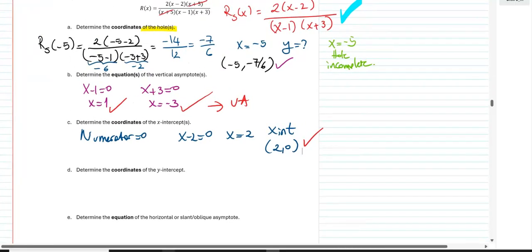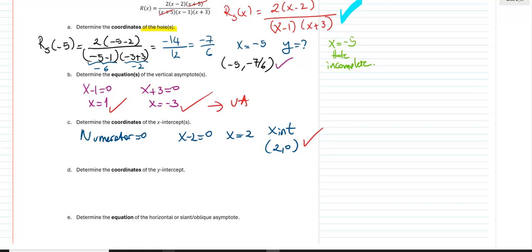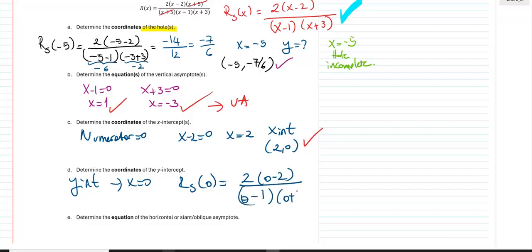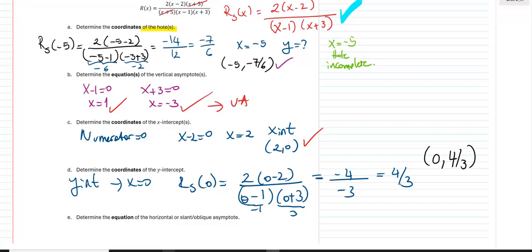Determine y-intercept. Y-intercept is when x is equal to 0. Okay, so we're going to plug that into the simplified version. So 2 times 0 minus 2 divided by 0 minus 1 times 0 plus 3. The 0 minus 2 is negative 2. Negative 2 times 2 is negative 4. Here we have negative 3. This is negative 1. This is 3. That's negative 3. So 4 over 3. So y-intercept will be equal to x is equal to 0, y is equal to 4 over 3.